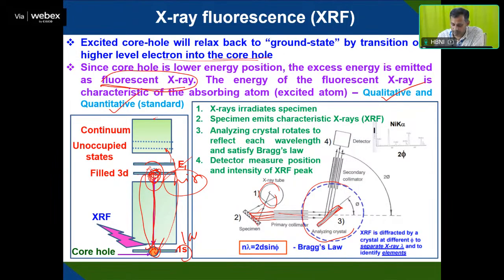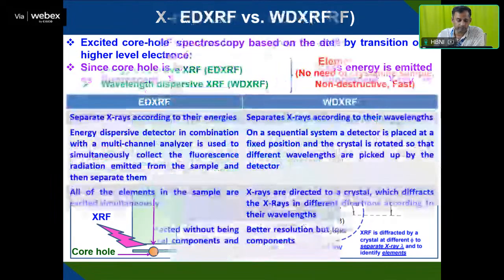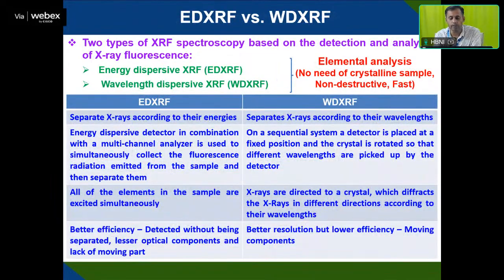That will be either energy dispersive spectra or wavelength dispersive. They can be identified by this analyzing crystal, sent to the detector, and you will be able to get this particular elemental analysis. So if it's nickel, you have nickel K alpha. That means when n lambda equals 2d sin theta, Bragg's law is satisfied here, so that will separate out each element. As I told, two types of XRF are used.